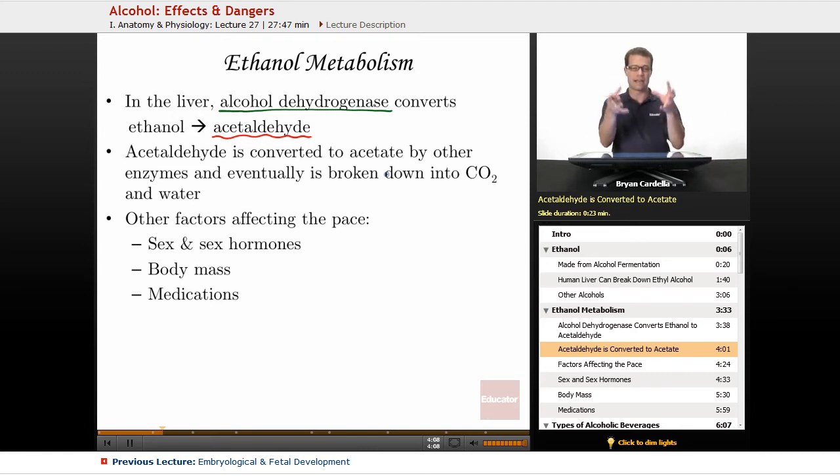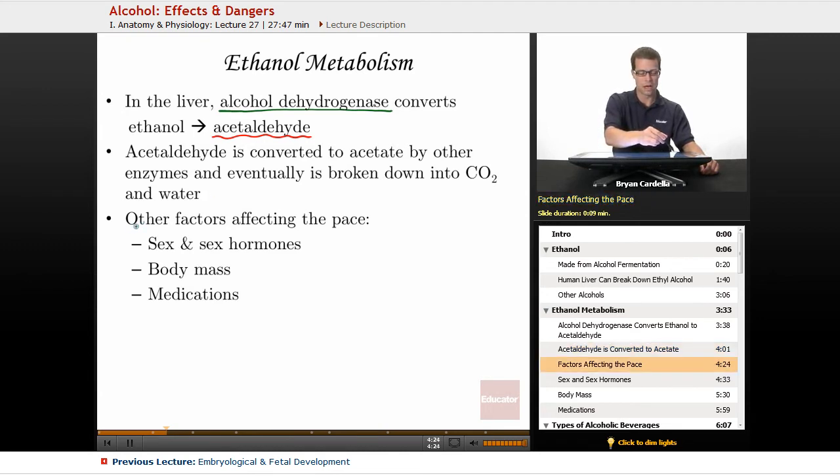So acetaldehyde is not that final product. There are other enzymes that break it down even further. So this acetate long-term becomes CO2 and water. And of course you exhale CO2 and water can hang around. Eventually you're going to urinate it out though. Other factors affecting the pace. So it's not just how much alcohol dehydrogenase you have. There are other things that can affect it.